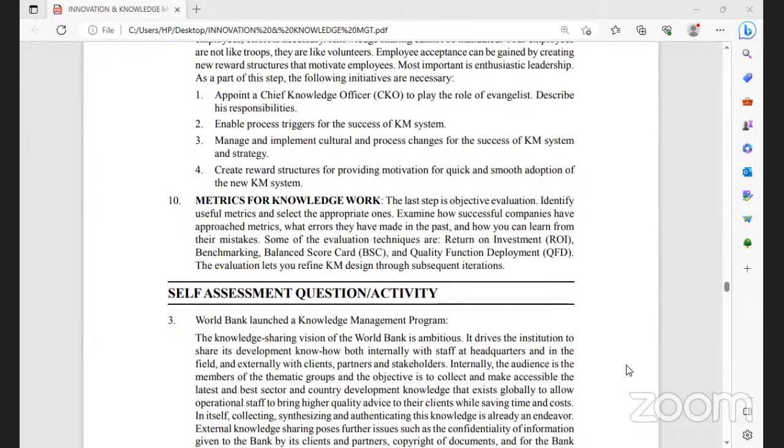The evaluation lets you refine the knowledge management design through subsequent iterations. In any company, if you take the IT industry, there will be the Six Sigma quality metrics method and the ISO 9001 quality metrics method. Like that, relating to knowledge management also, these metrics are mandatory. Some of them are return on investment, benchmarking, balanced scorecard method, and quality function deployment method, which are used as metrics for knowledge work in real-time scenarios.